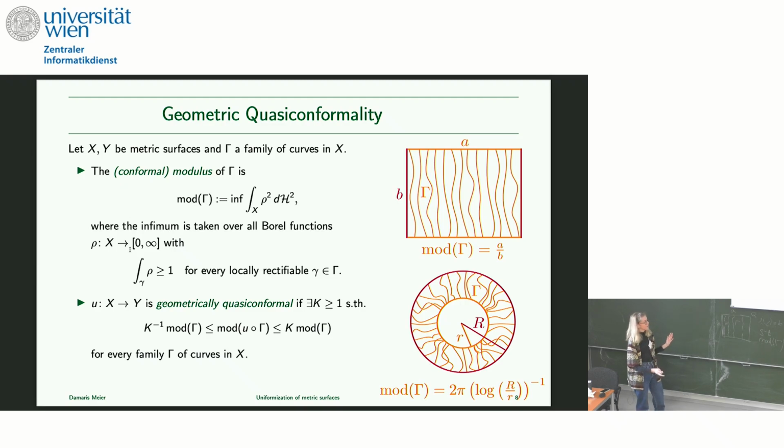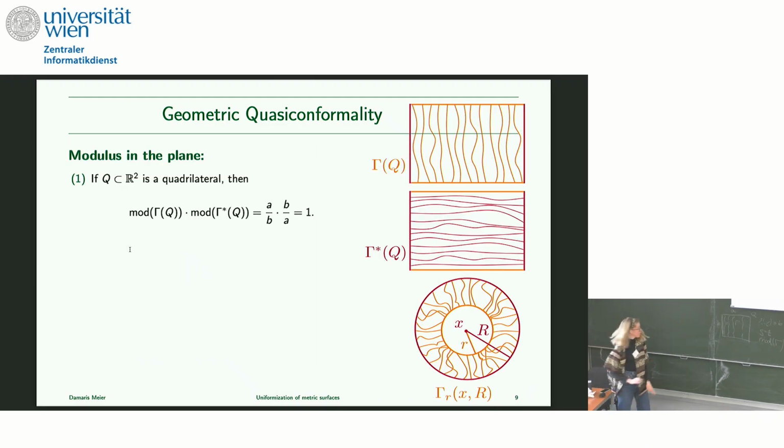Okay? And this is called geometric quasiconformality. There are other notions of quasiconformality, which in the general metric space setting are not equivalent, but in the Euclidean setting, they're all equivalent. So if you prefer to think about any other notion of quasiconformality in R2, you can.